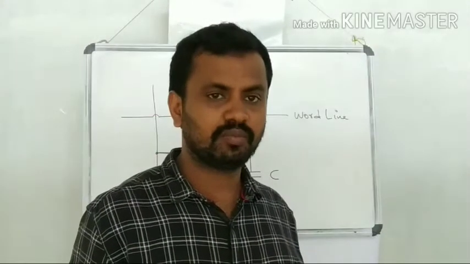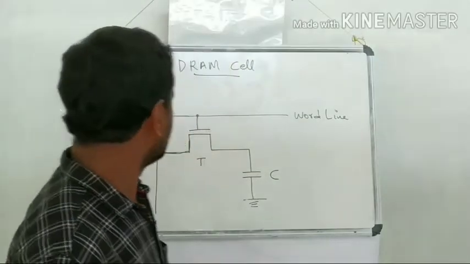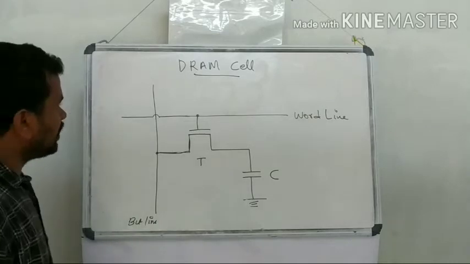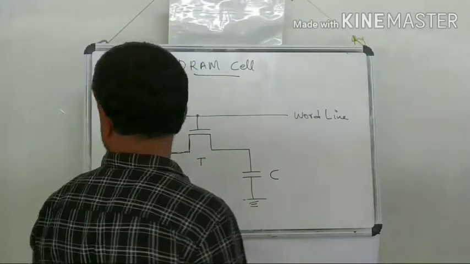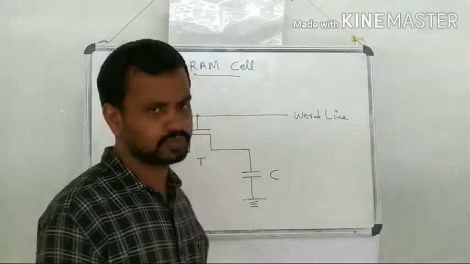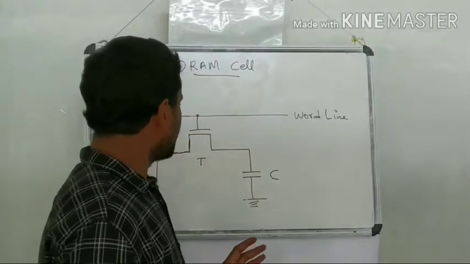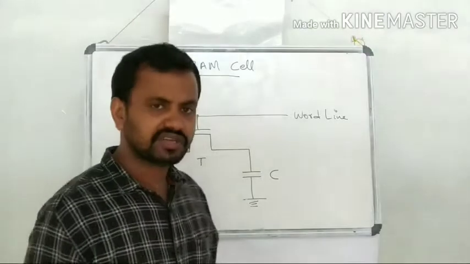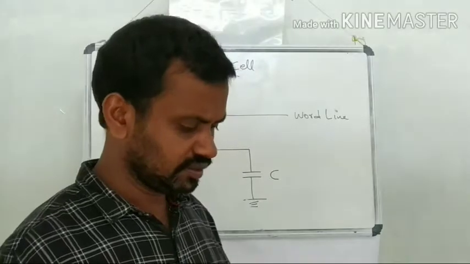In this video we will explain the working of a DRAM memory. DRAM is dynamic random access memory, and it is less expensive because each cell is made up of a capacitor and a transistor, and the number of transistors is less as compared to the static RAM implementation.